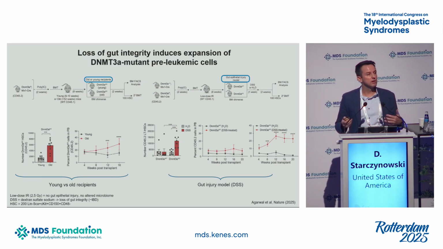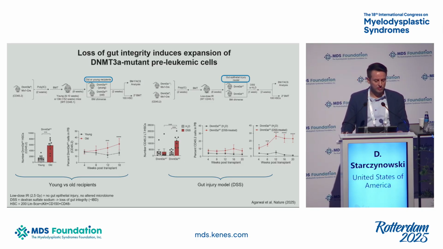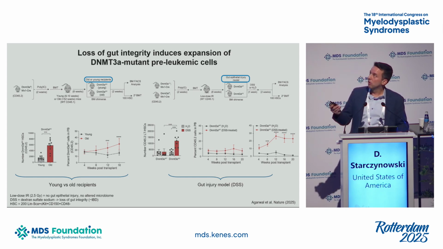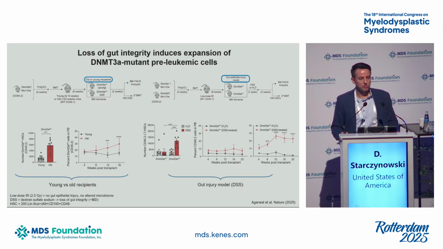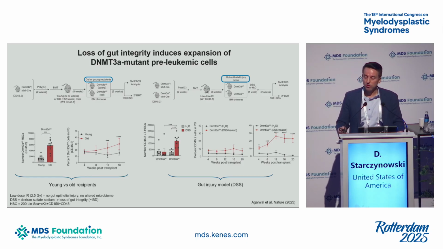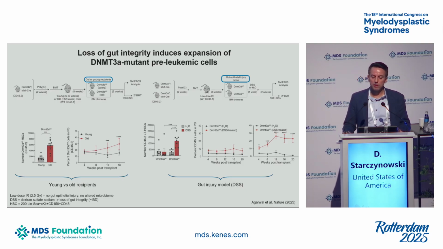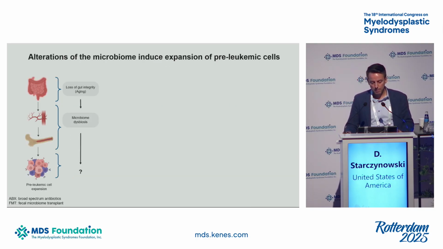We can do the same experiment now taking young mice, where we don't see expansion of these DMT3 mutant cells. We can damage their gut using dextran sulfate sodium, which mimics inflammatory bowel disease. And so if we disrupt the gut, you can see this profound expansion of the DMT3 mutant cells in the stem cells in the bone marrow, as well as this clonal expansion in the periphery, as you can see here on your right side. So loss of gut integrity induces expansion of the DMT3 mutant cells.